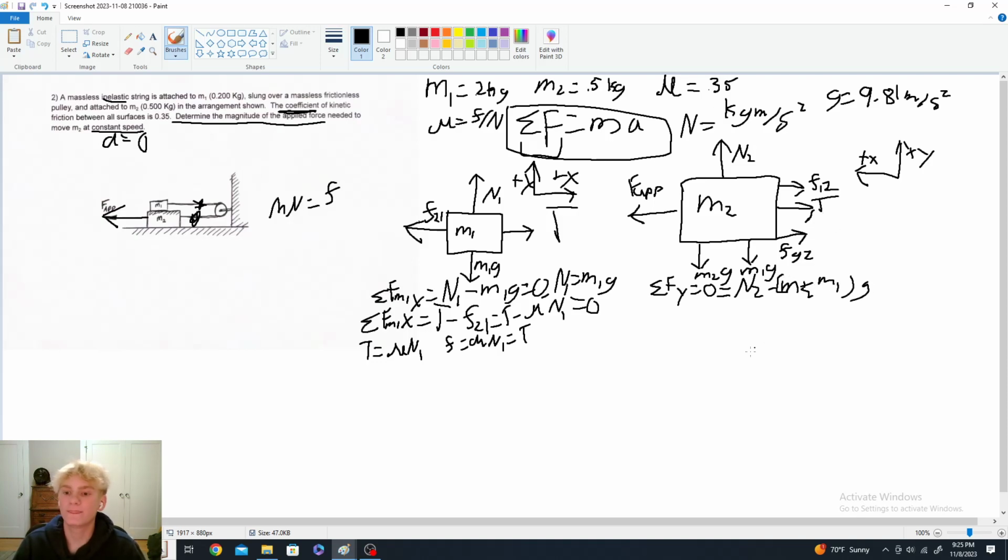Now we know that these two will be equal to each other since N2, if N2 minus this is 0, then they have to be equal, right? So we can rewrite this. N2 is equal to (m2 plus m1) g, right? Okay, now let's do the same thing except in the x direction.